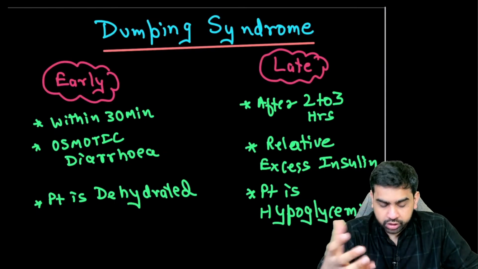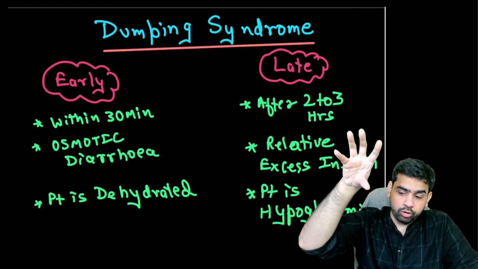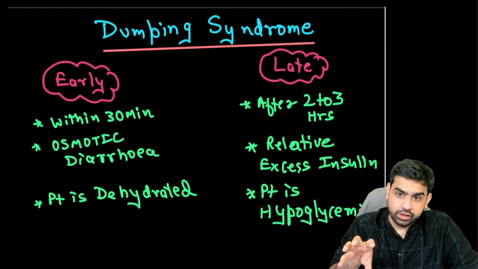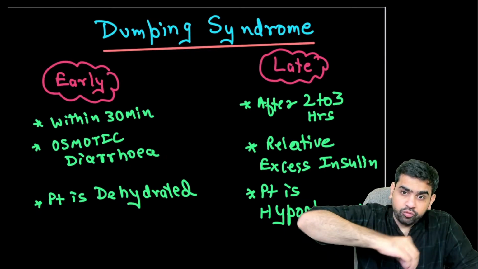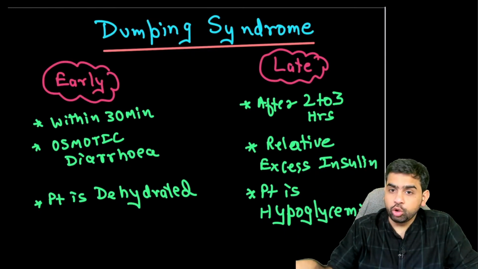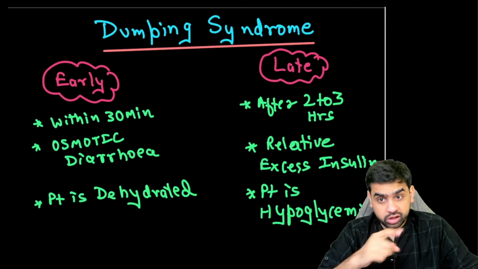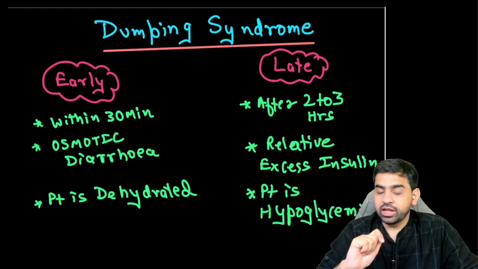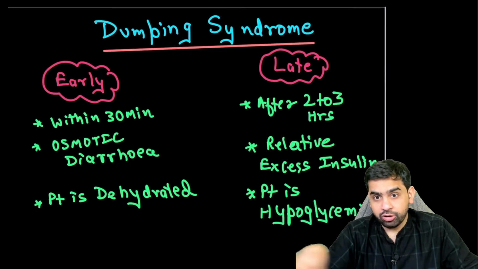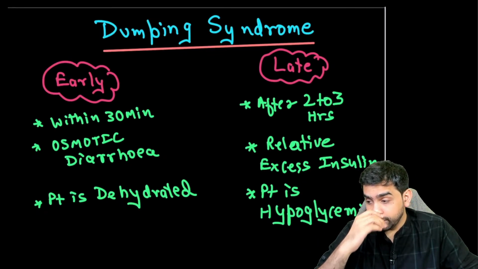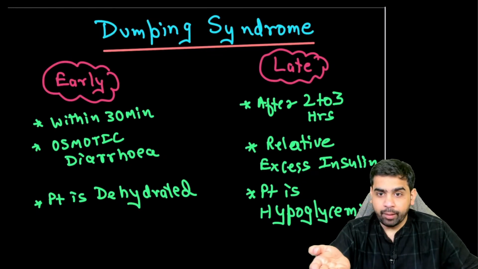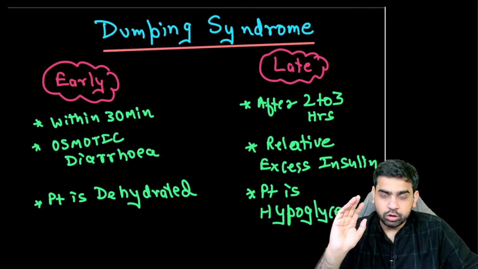Now, when this hyperosmotic chyme is entering into the intestine, there are some receptors which are going to signal the pancreas and wake it up. Such an amount of hyperosmotic chyme has entered into the intestine, it is going to get absorbed, so you better secrete the insulin. So the pancreas secretes a lot of insulin, but is that hyperosmotic chyme getting absorbed? No, not really. It is basically flushed out as osmotic diarrhea.